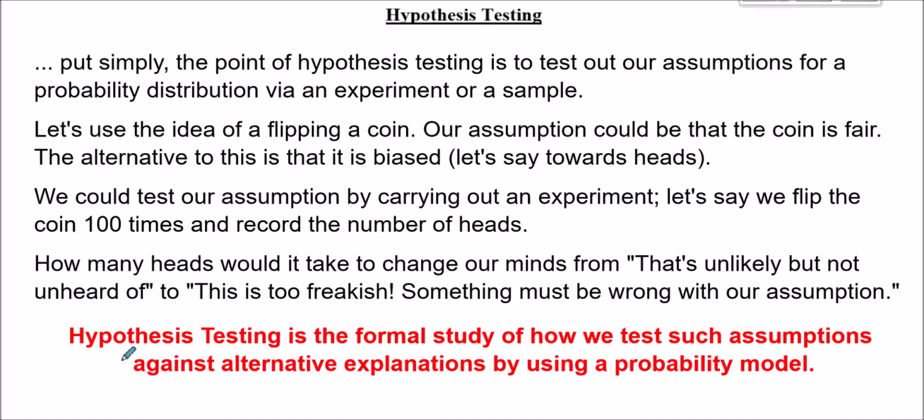So, yeah, in red, this is what I'm putting here. It's a formal study. It's formalising and pinning down how you can test such assumptions rigorously against alternative explanations if something's wrong with your assumption, and we use probability models for this. Now, in this course for year 12, we're just going to be doing hypothesis testing for the binomial distribution. So before we get started, make sure you're fully brushed up and au fait with the binomial probability distribution from previous lessons.